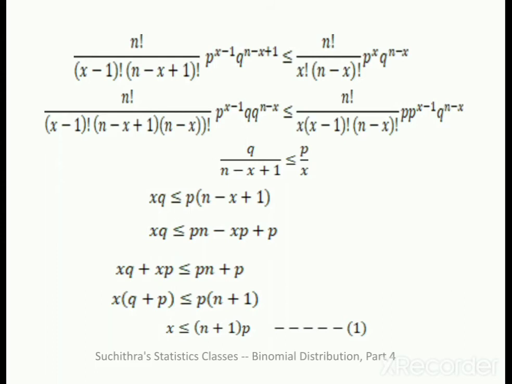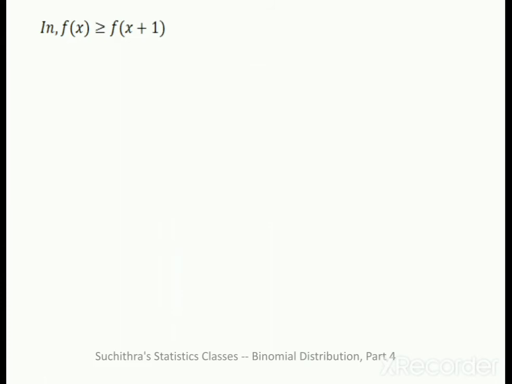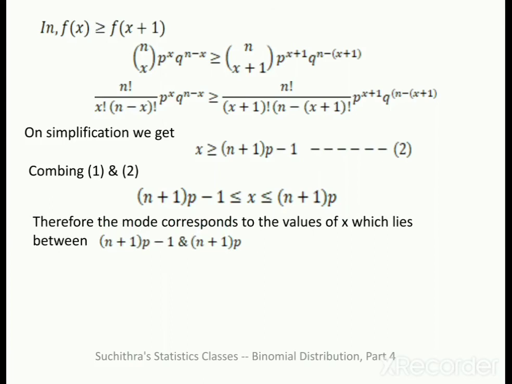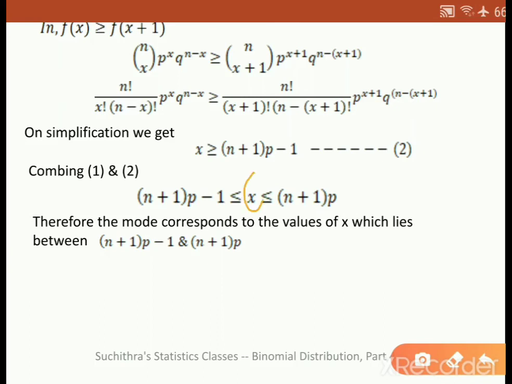Let it be inequality number 1. In f(x) greater than or equal to f(x+1), in a similar manner, we will get x greater than or equal to (n+1)p - 1, the inequality number 2. Combining 1 and 2, we are getting (n+1)p - 1 less than or equal to x less than or equal to (n+1)p. Now let us interpret what is the mode of the distribution. So mode, that is x, lies between (n+1)p - 1 and (n+1)p.